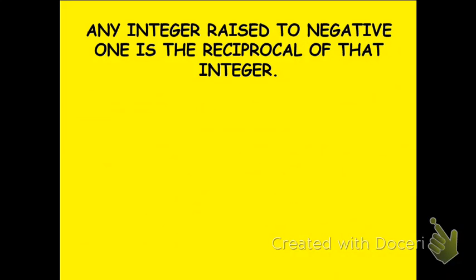Now we have negative exponents. In this case, we're talking about a to the -1. Any integer raised to -1 is the reciprocal of that integer. Now we talked about this a little bit. All it means, guys, when you hear reciprocal is to flip. So you want to flip whatever number you have. For example, we have a to the -1. You just want to take a to the -1 and flip it. That means you're going to put 1 in your numerator and put whatever that base is in your denominator.